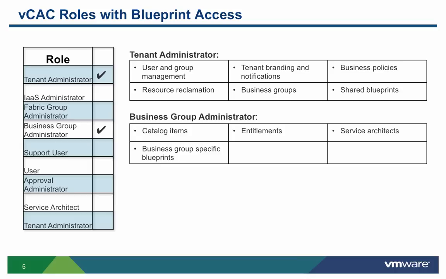In vCAC 6, there are two users that are able to create blueprints, the tenant administrator and the business group administrator. The general purpose of the tenant administrator is to create groups, policies, and configurations that will be used by all business groups throughout the tenant. On the other hand, the business group administrator's role is to then take the business groups that the tenant admin gives to them and create appropriate content for those users they're responsible for. The main difference between these two roles in regards to blueprints is that the tenant admin can create blueprints that are global to the tenants, whereas the business group administrator is only able to make blueprints for their business group.